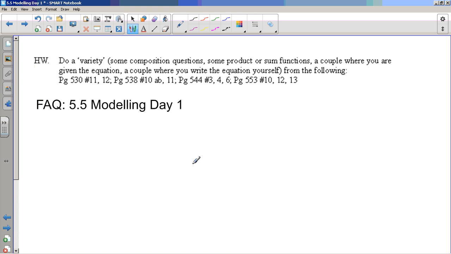Now for homework. Homework, this is kind of a weird thing, because there's bits and pieces of these modeling questions all over the place. And it says do a variety. Do some composition, some products, some sums, and a couple where you're given the equation, a couple where you write the equation yourself, from all of these, a whole list, and just pick a variety. The first thing is sums and differences, products and quotients, and then this will be the composition stuff. And just pick a bunch of different ones.